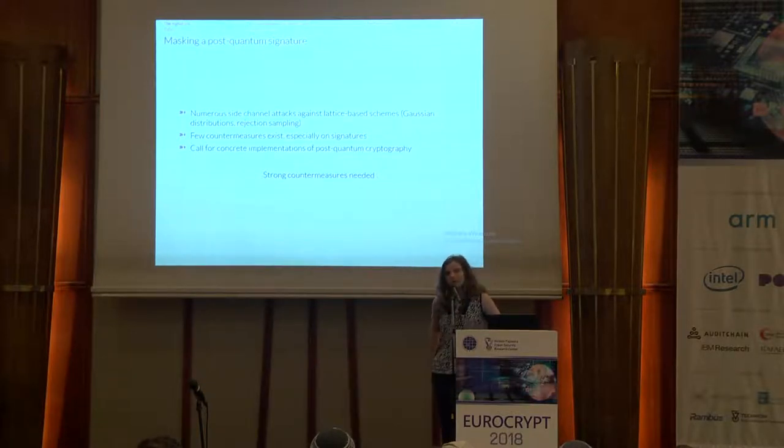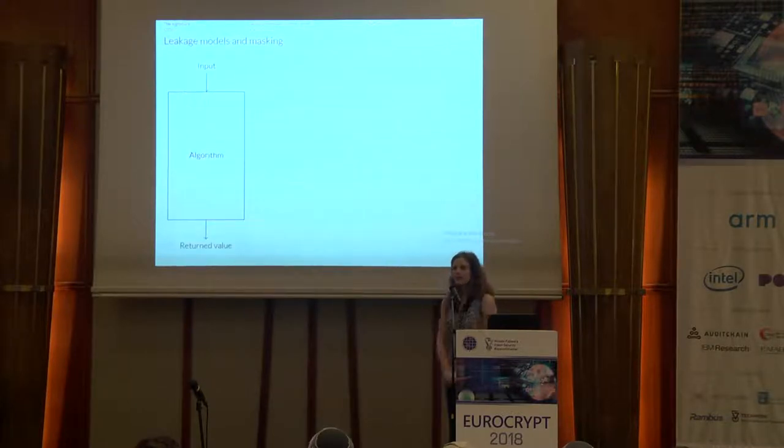And for now, since those features are quite new, there are few countermeasures, and especially on signatures because of those new features. So since there is a call for concrete implementation, as you know, with the NIST competition, those six schemes could eventually be used in industry. And so this calls for strong countermeasures because, for example, they can be used in smart cards or in Internet of Things. And so this could be threatened by those kinds of attacks. So that is why we decided to mask a post-quantum scheme.